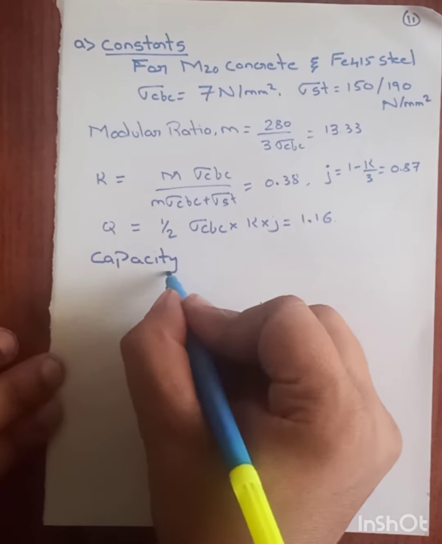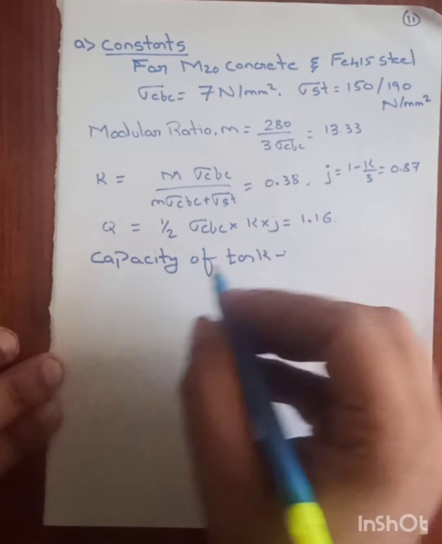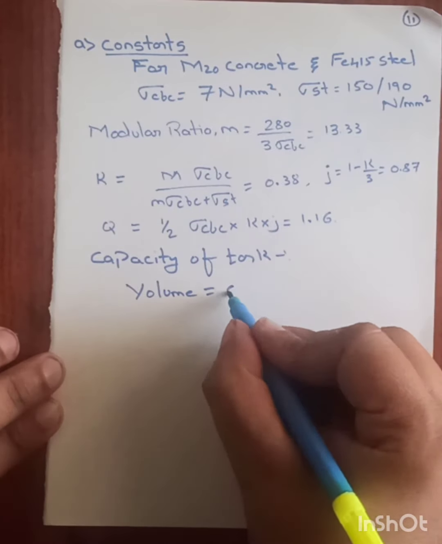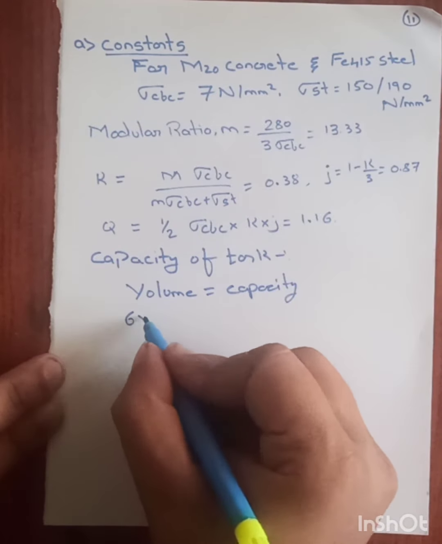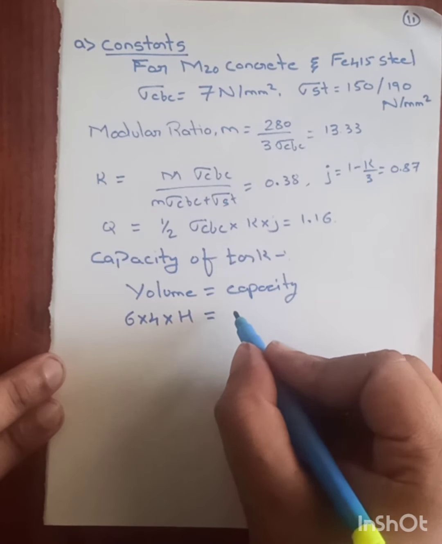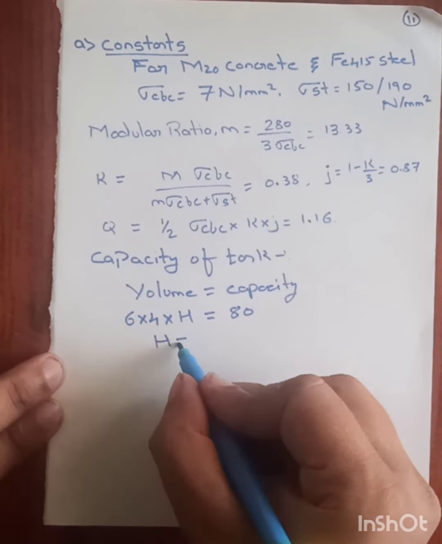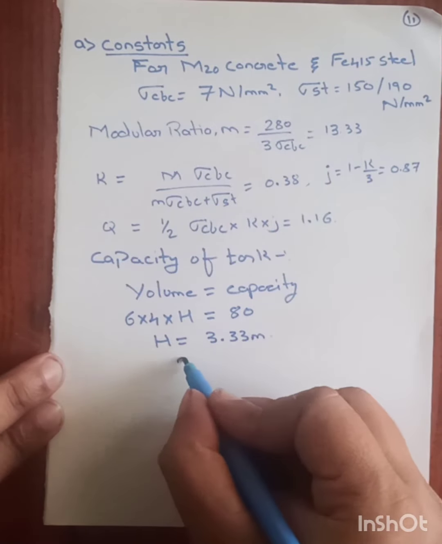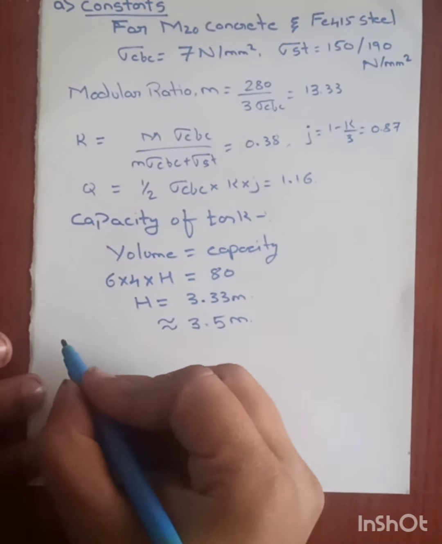So capacity of tank: we have volume equal to capacity. Volume for a rectangular tank is nothing but 6 into 4 into H, which should be equal to, in meters cubed, if I convert 80,000 liters, it will be 80. So finding this height H, we will get 3.33 meters. Let us consider it as 3.5 meters.